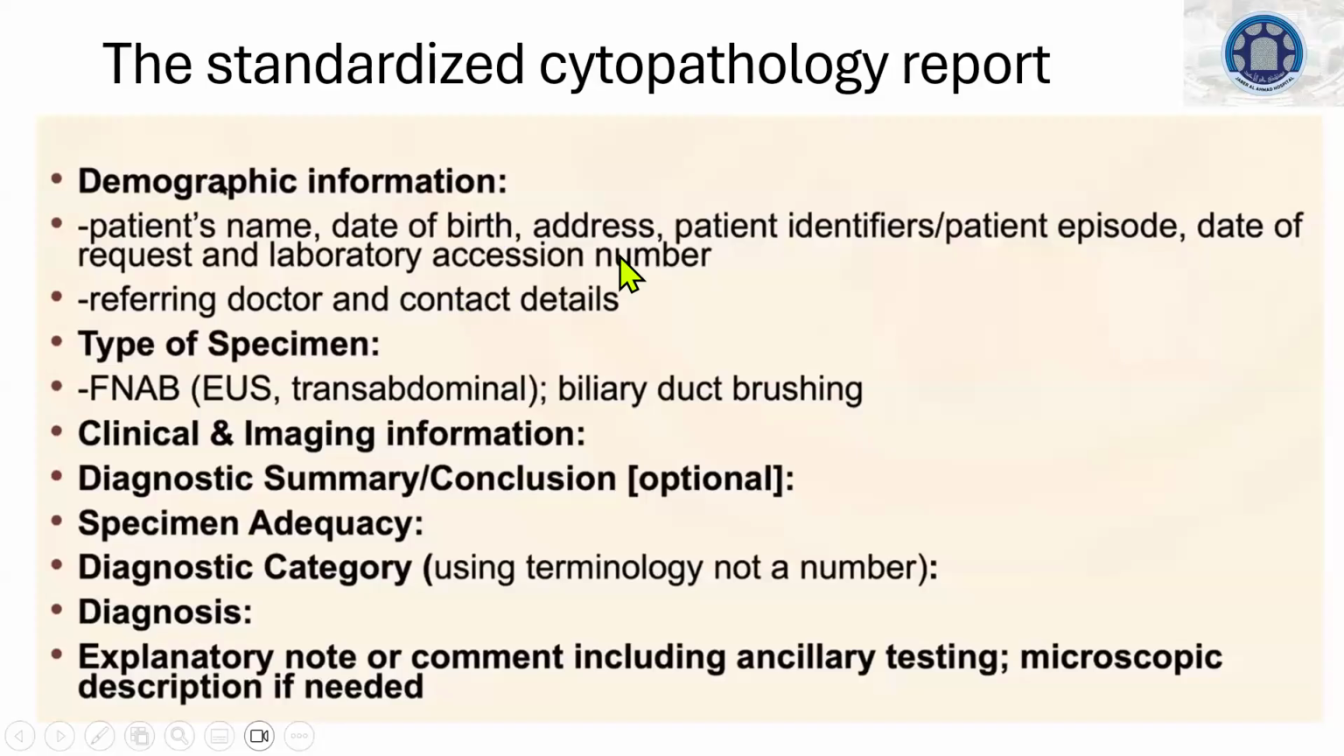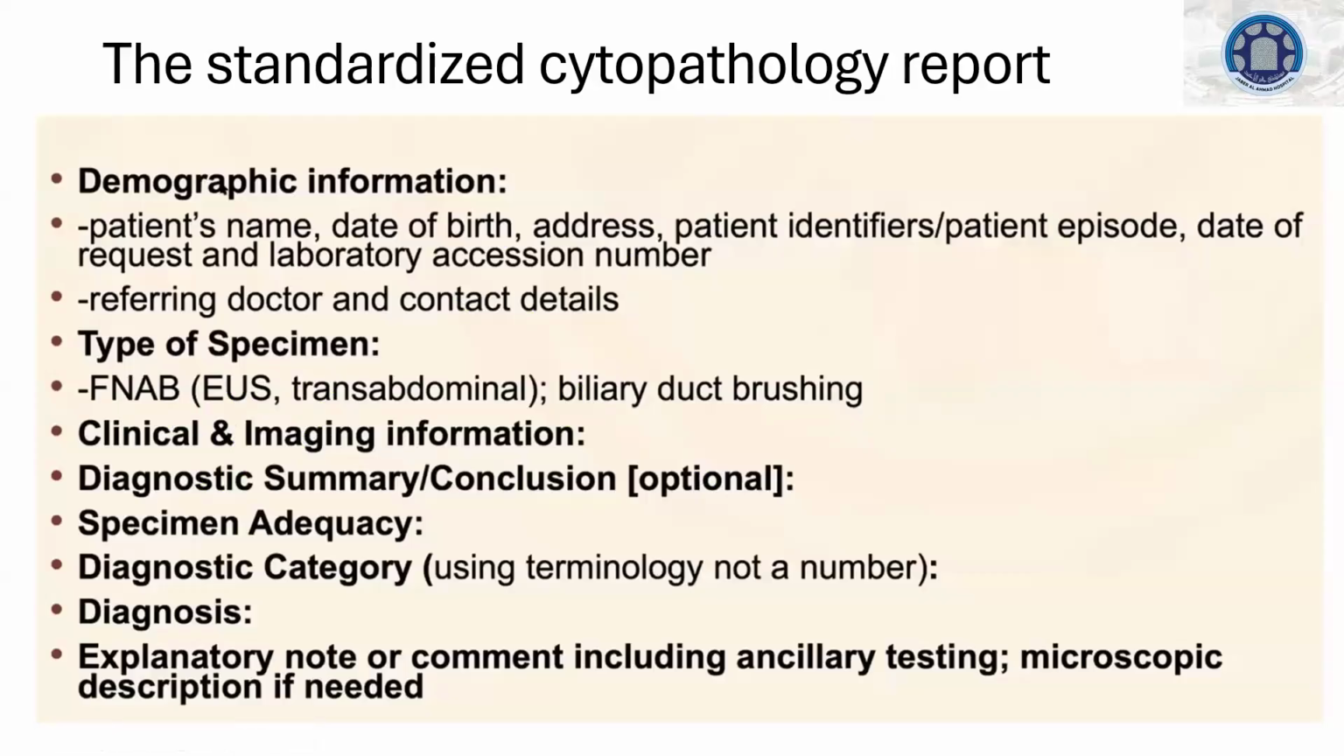You should first of all have all the demographic information which is already available to you. But type of specimen is very important. You have to understand that nowadays, most of the sampling from pancreas is by endoscopic ultrasound guided FNA. And for the biliary tract, it's mostly from brushing. There are also punch biopsies which are not very good. Brushing is more optimal.